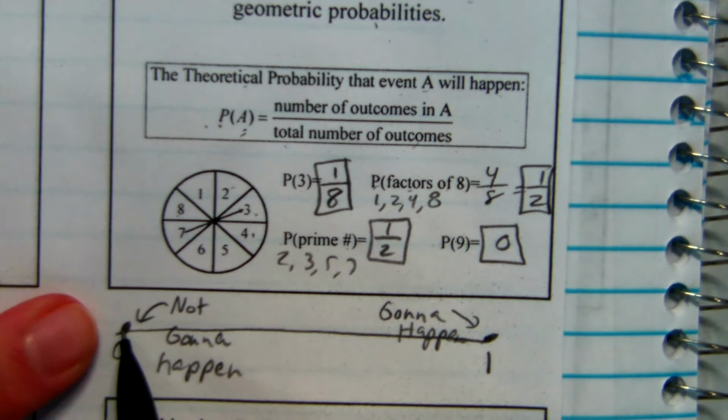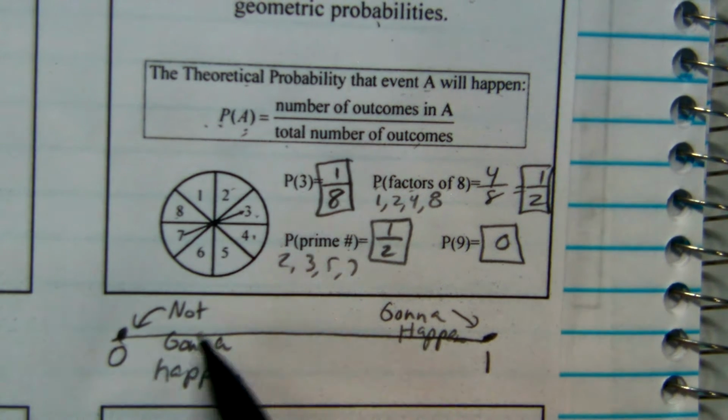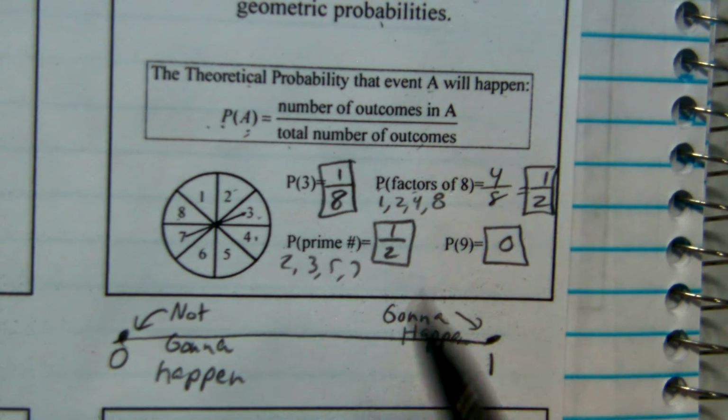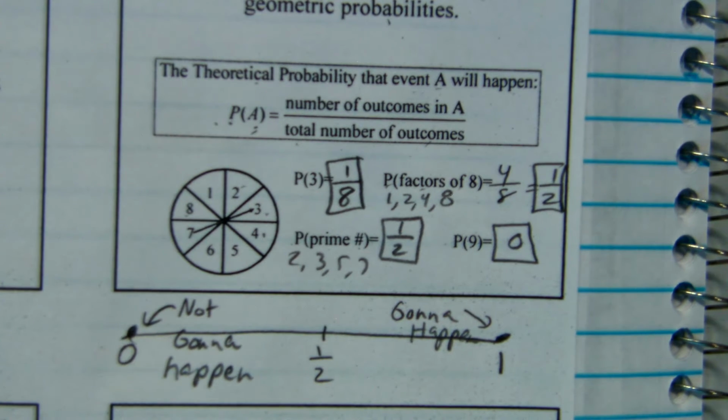If it's 0, it's not gonna happen. If it's 1, it's definitely gonna happen. And then all of these other probabilities fall in between. A half would be halfway. You guys know the drill. So this is just kind of reviewing what we've had before.